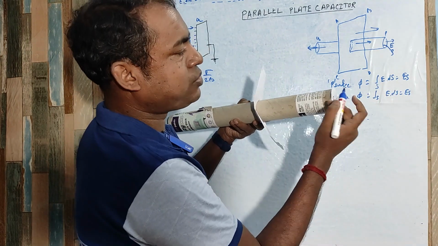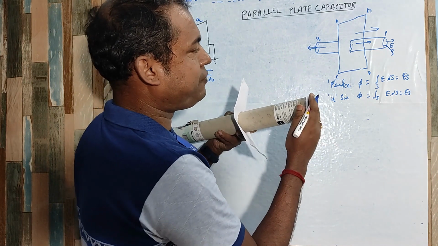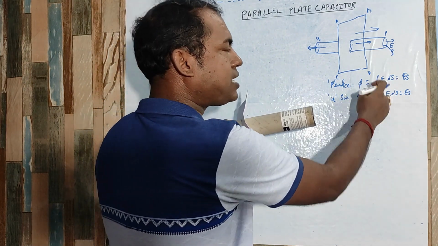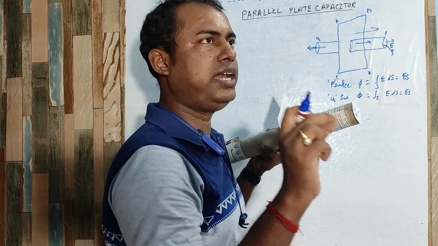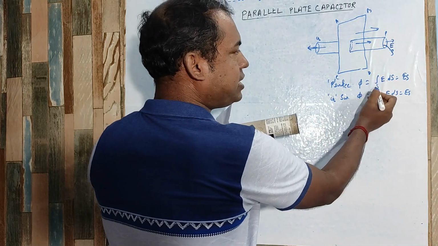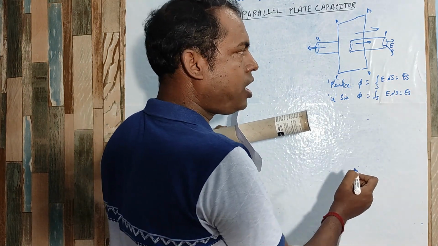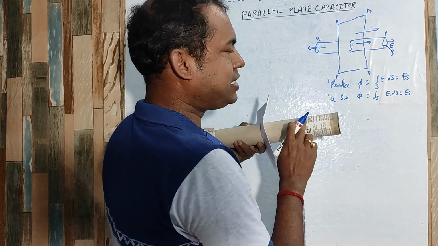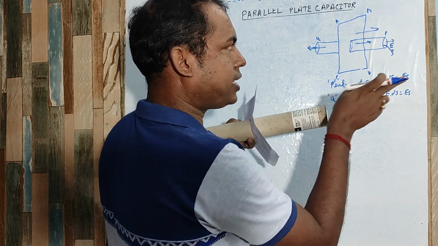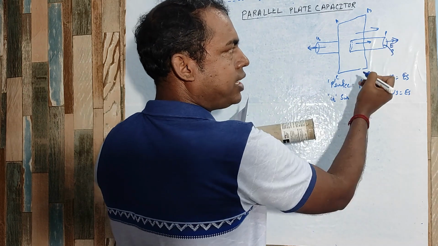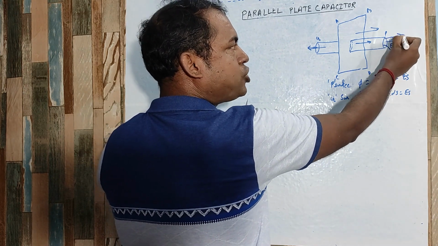Okay, consider this one is the P surface. So the total flux in this case, flux equals the electric field into the total area, that is the surface integral over S of E dot ds. Electric field is acting in the outward direction, and the area also is perpendicular.